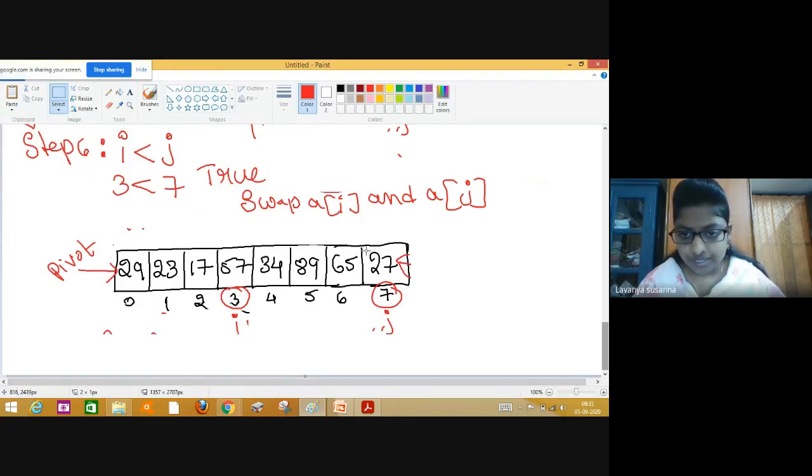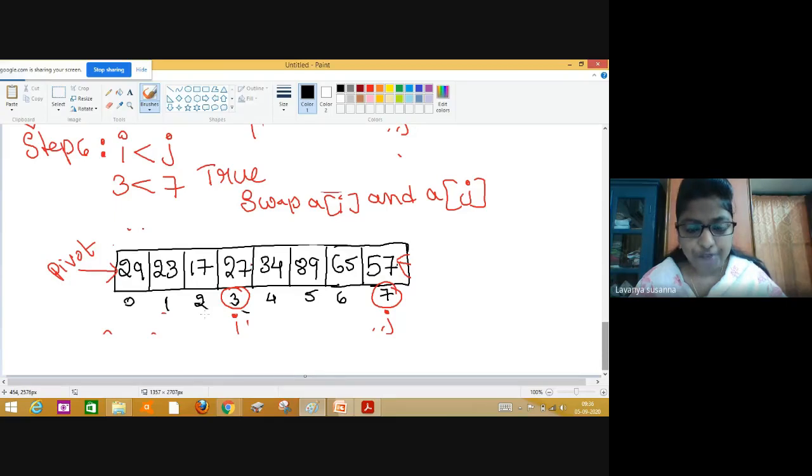See here, I am exchanging. 27 must go to the third index, 57 to the seventh. Exchange. Here 27, here 57. And I will be at the third index only, J will be at the 7th index only. Write down the previous array, same, but exchange 27 and 57. Have you understood, students?